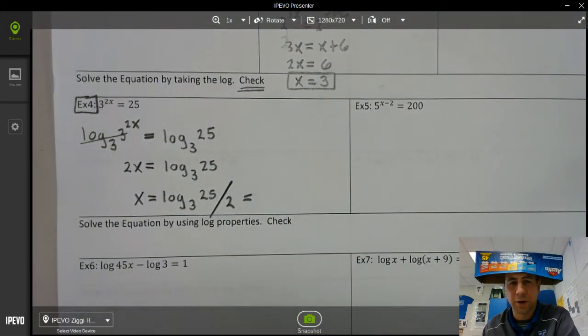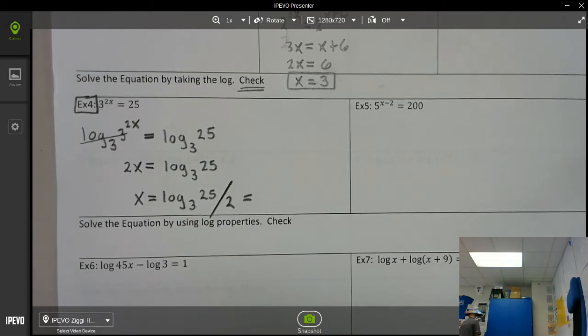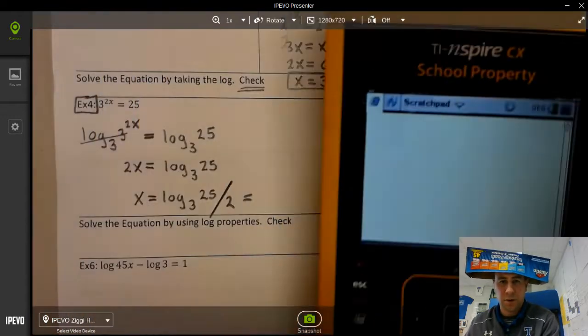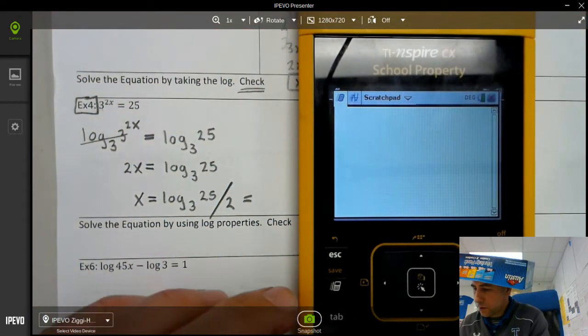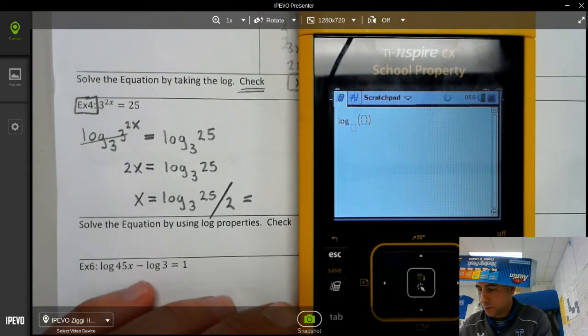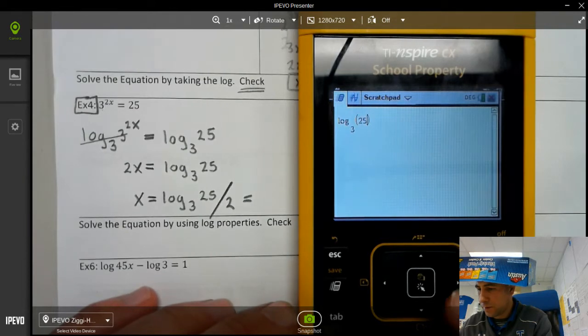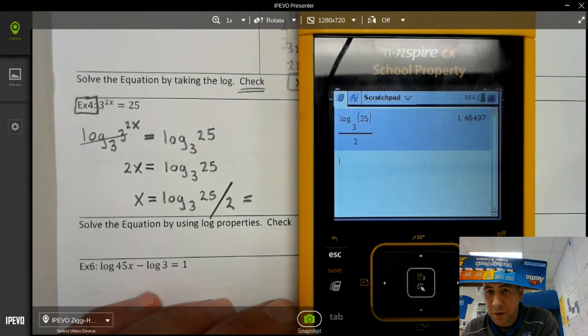All right, let me pause a minute to get a calculator. All right, so let me put this in to see what we got. Let me clear whatever this other person's work is. All right, so that's log base 3 of 25 divided by 2. And we get 1.46497, which will round to the third decimal place, so 1.465.